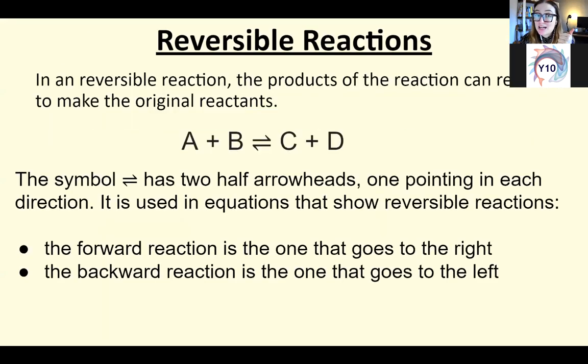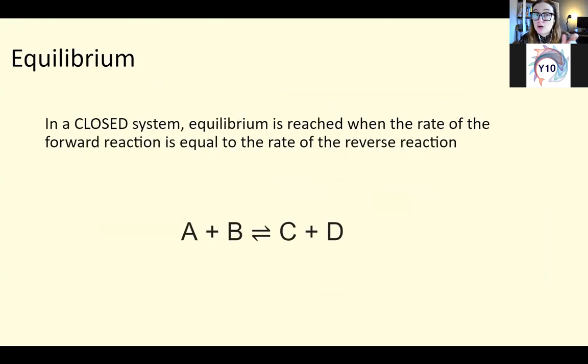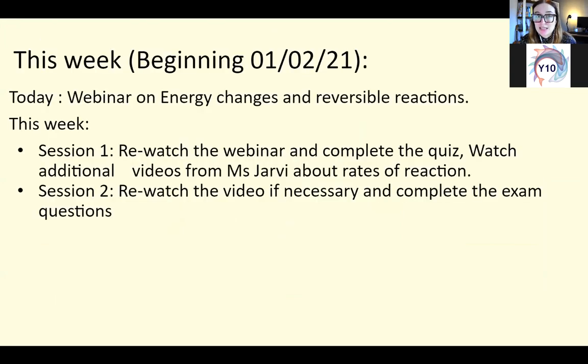A reversible reaction is one where you both make the products and the products themselves can react to make the reactant again. Equilibrium is where the rate of the forward reaction is the same as the rate of the backward reaction. And the rate means how quickly they're happening. And that can only happen in a system that is closed, i.e. nothing can escape.